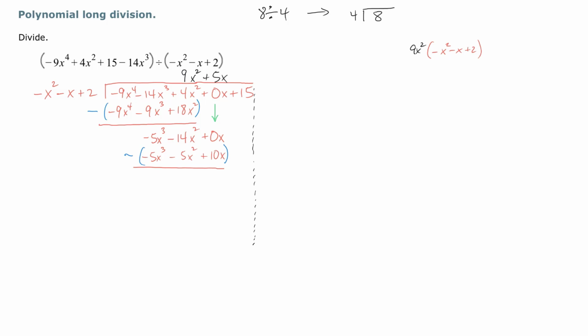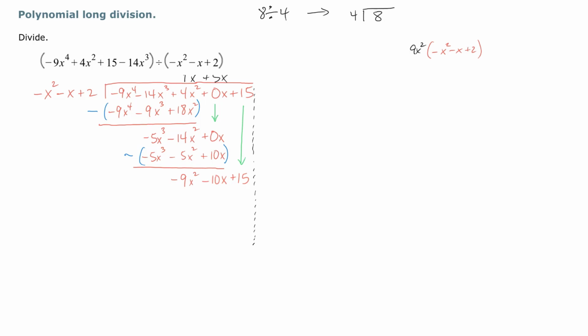We get negative 9x squared and we get subtract 10x. And now we're at the step of bringing down. What are we going to bring down? We're going to bring down a plus 15.